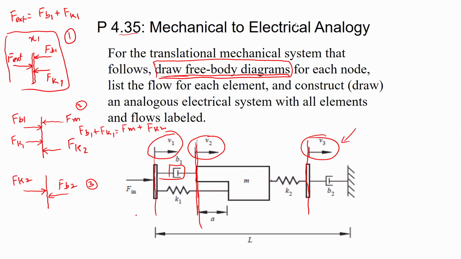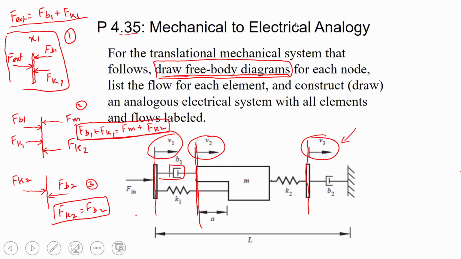Okay, now we want to write these three equations: 1, 2, and 3. The third one is FK2 is equal to FB2. That's it. So these are the three equations. I want you to remember these three equations. The free body diagram on a specific node is 100% identical to the voltage equations on a loop.